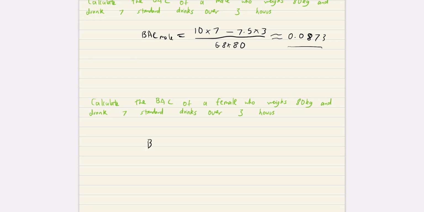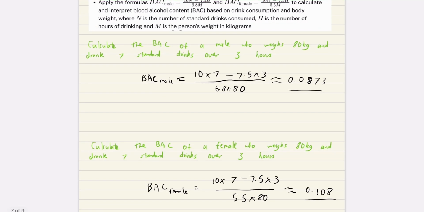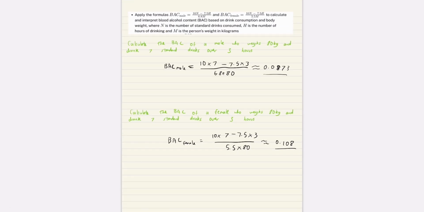So let's verify that. BAC female is going to be exactly the same numerator and almost the same denominator as well. We're just changing that 6.8 to a 5.5. We're just changing the coefficient of that M there, and we're going to get 0.108, which is true. That is larger than the blood alcohol content of a male. Okay, so that's all that's involved with that formula. Very straightforward.